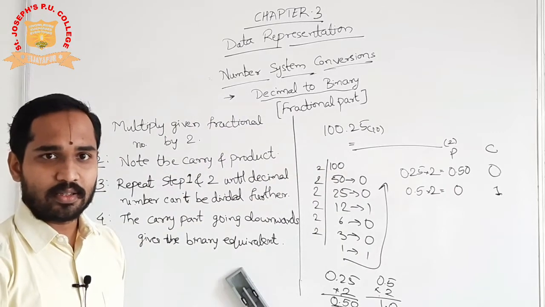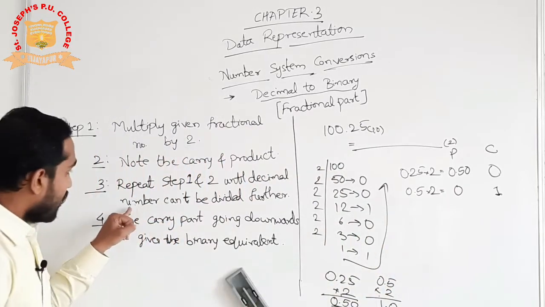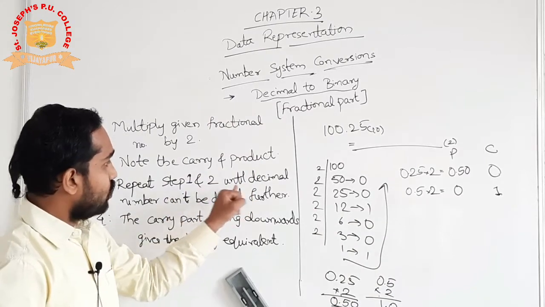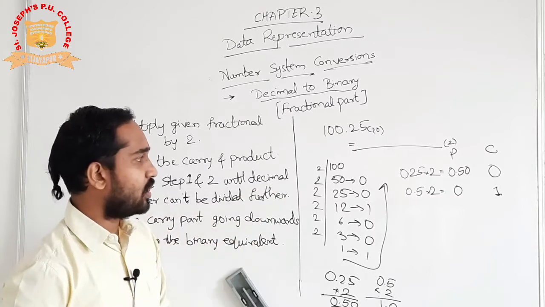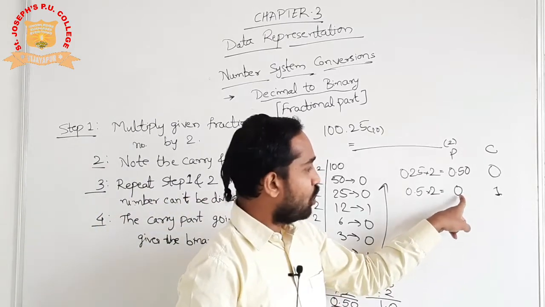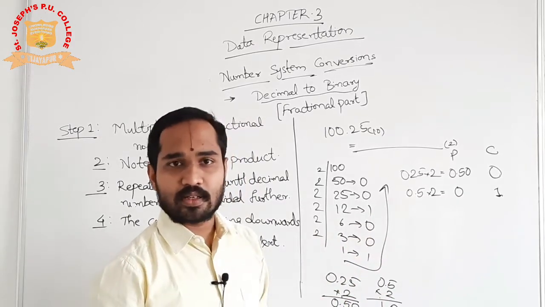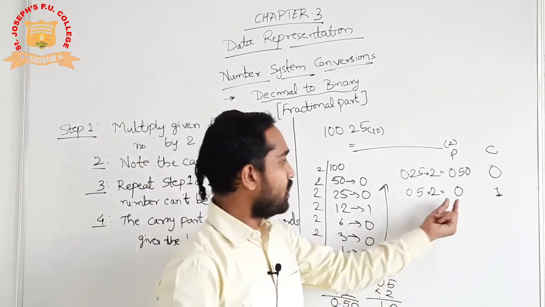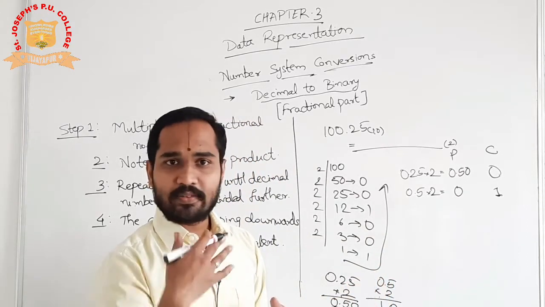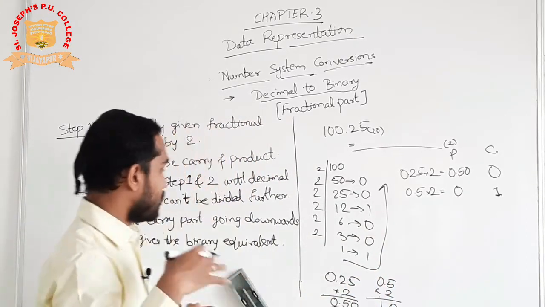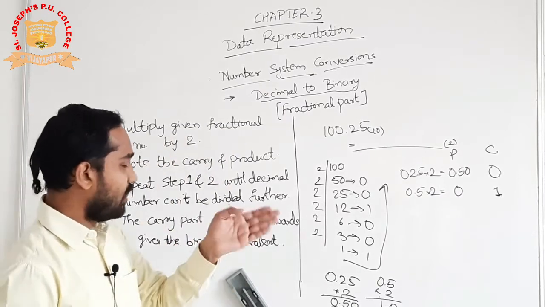Am I right? Did you get this right? Yes. How to stop? Until the decimal number can't be divided further. Can you do 0 into 2? What do you get? You get 0 itself. So when 0 comes here, you have to stop. You cannot divide it further. So the last step is the carry part going downwards gives the binary equivalent.